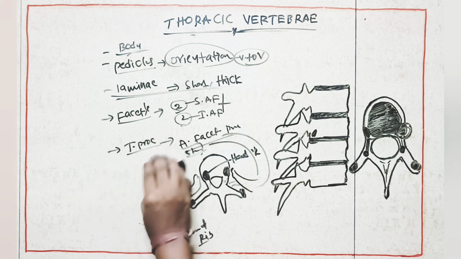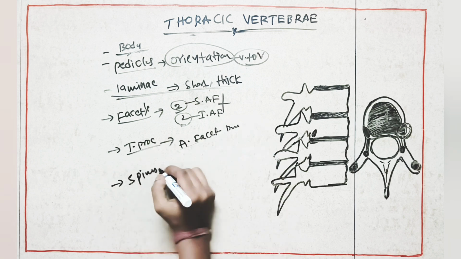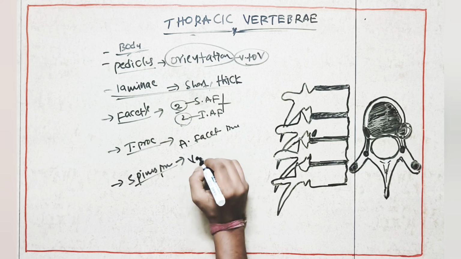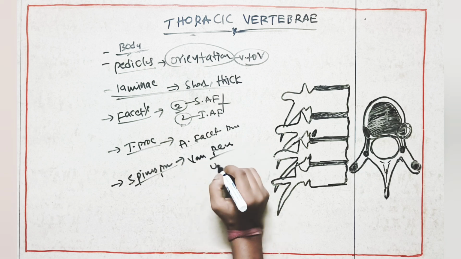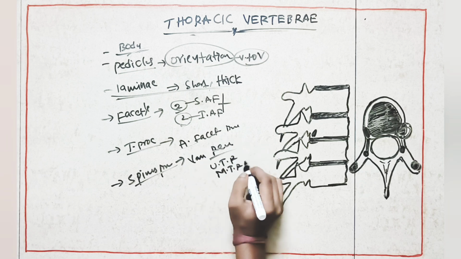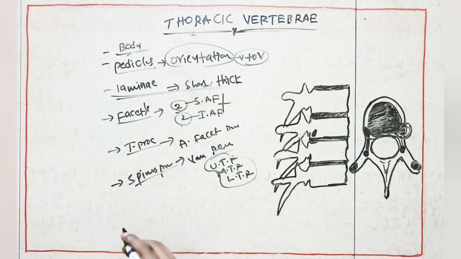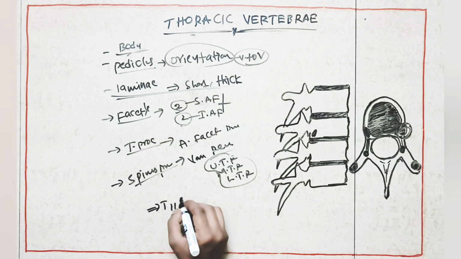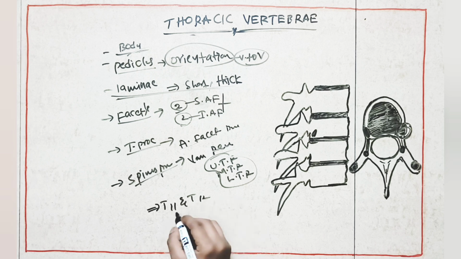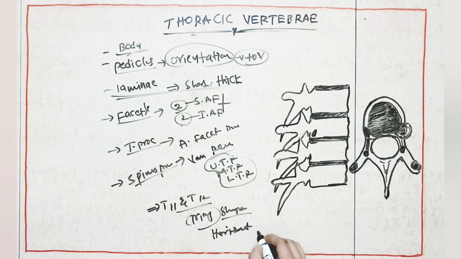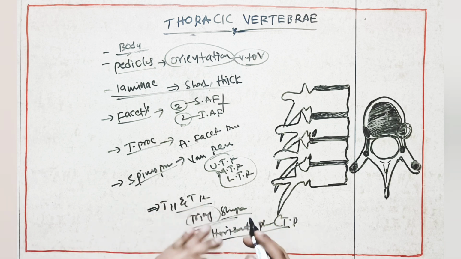Now the spinous process of the thoracic spine will also vary from region to region: upper thoracic, middle thoracic, and lower thoracic region. We'll see these in another topic. Especially the spinous processes of T11 and T12 are triangular in shape and lie in the horizontal, that is transverse, plane. So this is about the spinous process.